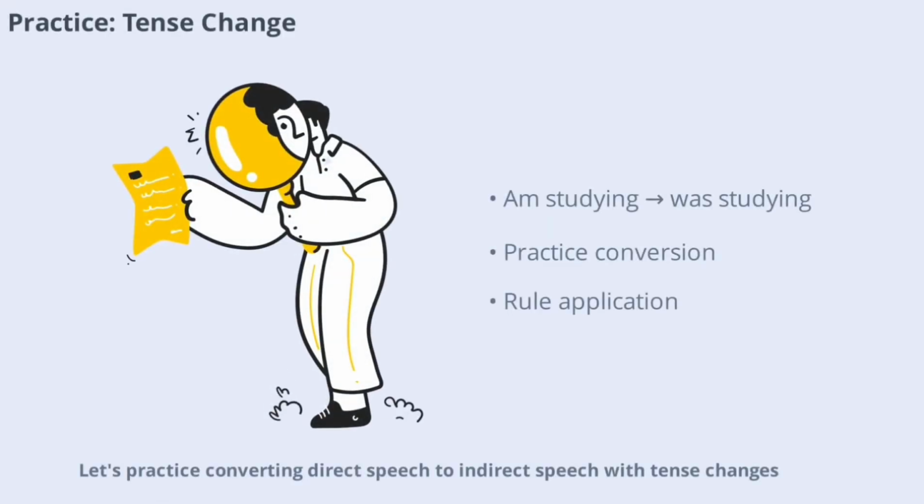Let's practice converting direct speech to indirect speech with tense changes. Try changing "he said, 'I'm studying'" to indirect speech. The correct answer is "he said that he was studying." Practicing these conversions will help you become more comfortable with the rule.